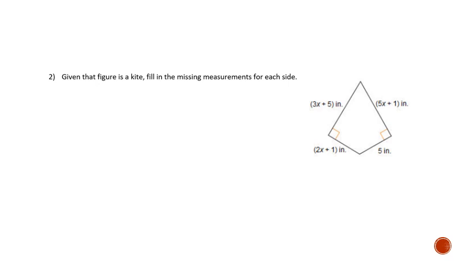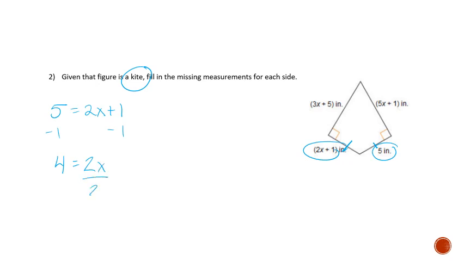So, given the figure is a kite, fill in the missing measurements for each side. Knowing that this is a kite, if we were to flip back to that first page, we would be able to see that adjacent sides are congruent. So this side is congruent to this side. So again, kind of like what we did with the rectangle, we could set this 5 equal to this 2x plus 1. So 5 equals 2x plus 1. Subtract your 1 and finish solving for x. So in the end, you'll have 2 equals x.